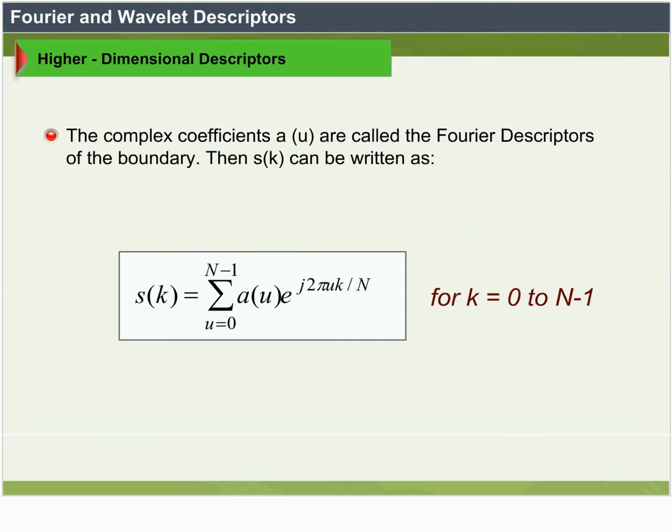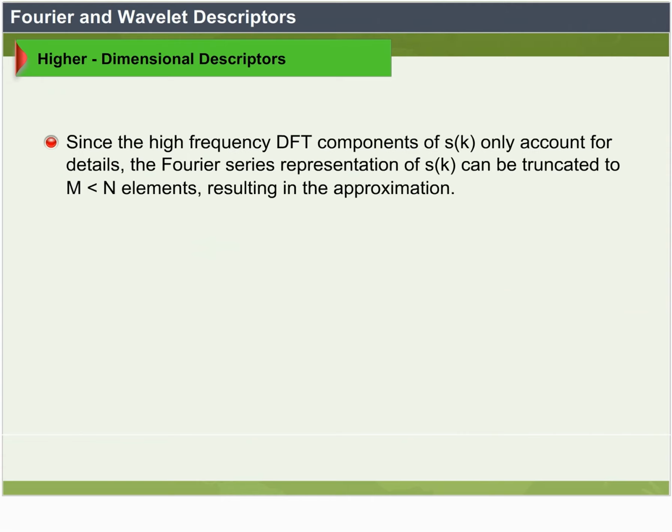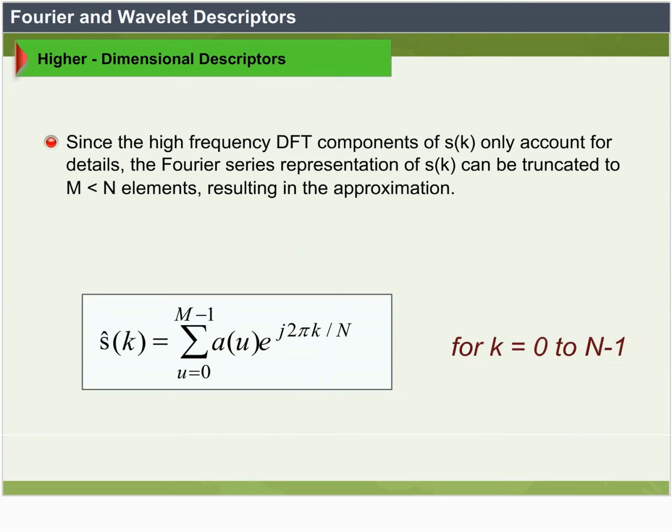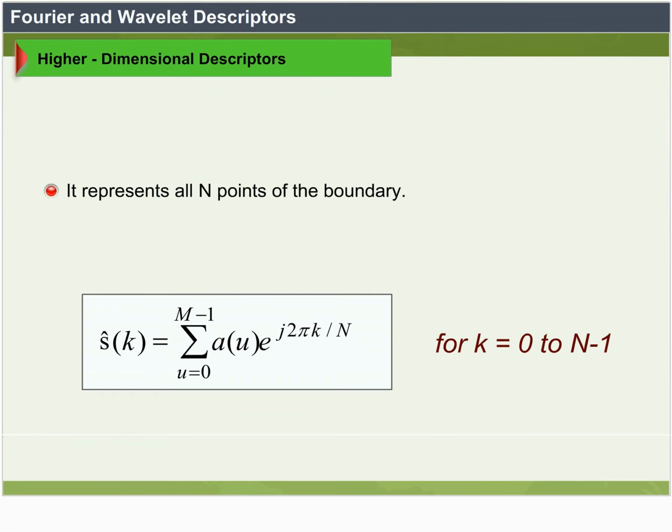Since the high-frequency DFT components of s of k only account for details, the Fourier series representation of s of k can be truncated into m less than n elements, resulting in the approximation. It represents all n points of the boundary.